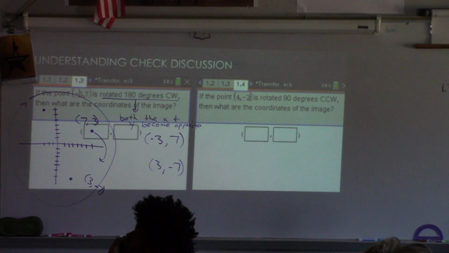Every time it's a 180-degree rotation, and this is why it's easier to learn the formulas and the rules sometimes. It's really easy to just take the opposite of my x and y. If it's a 180-degree rotation, it's the opposite of the x and y. See, these are things that we could be writing down to learn.